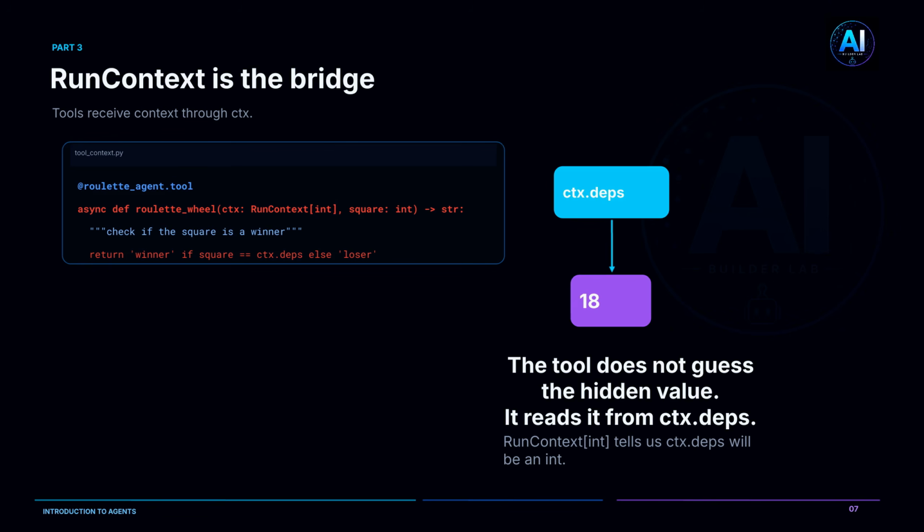Here's why that matters. The roulette wheel tool needs to know the winning number, but the model doesn't get to see it directly. Instead, the Python function reads it safely through context. The app passes the number in. The tool picks it up through ctx.deps, and the model never needs to know it existed.